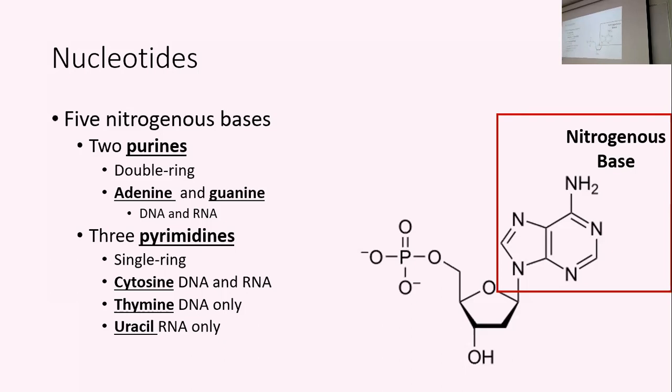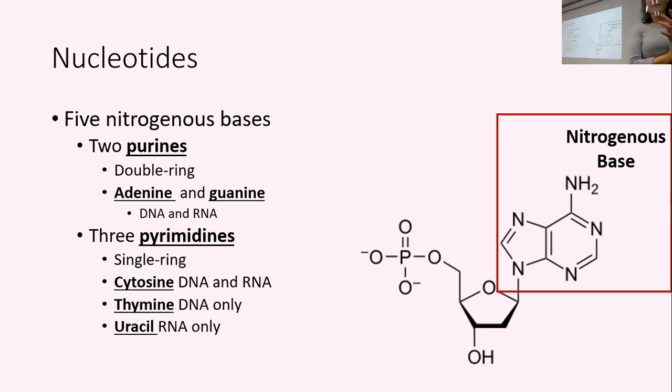If you've ever seen or heard people talk about DNA sequences, these are the A's, C's, T's, and G's that everybody talks about, that code for information in your DNA. It's these nucleotides, identified by these nitrogenous bases. Uracil is kind of this little weird guy down here. It's only found in RNA. We'll come back around to RNA in a second.